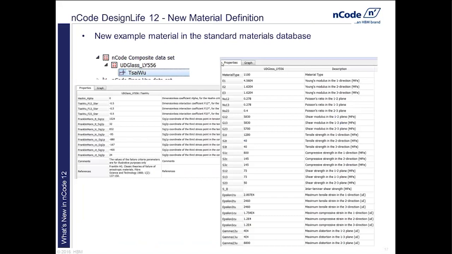To go along with this, we've also added a new material definition, and there's at least 1 example material from published data in the database. So this is all the different static parameters you need in order to do the different failure criteria in the material. As I say, 1 material is included as an example.